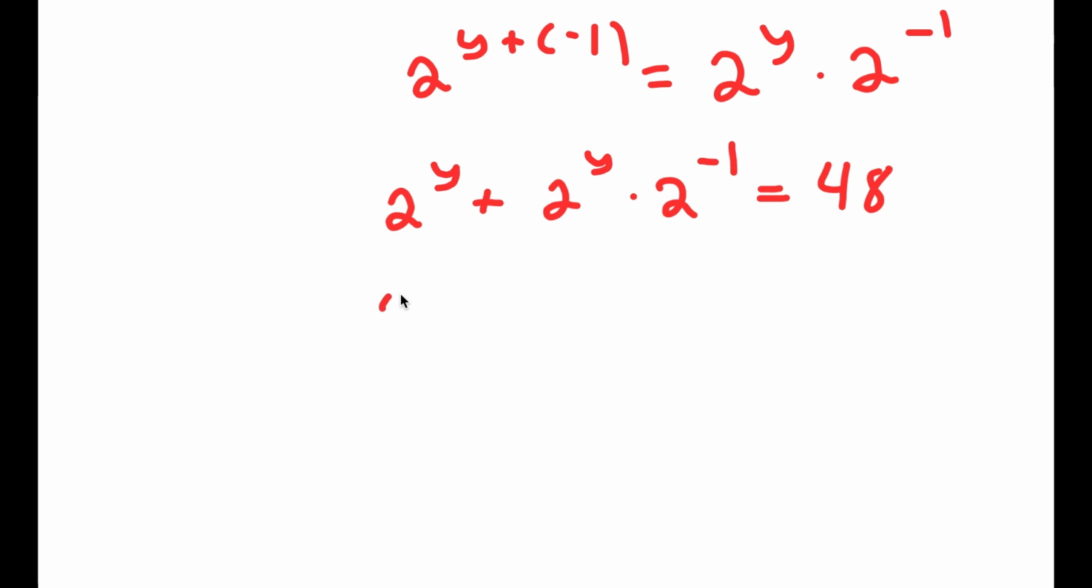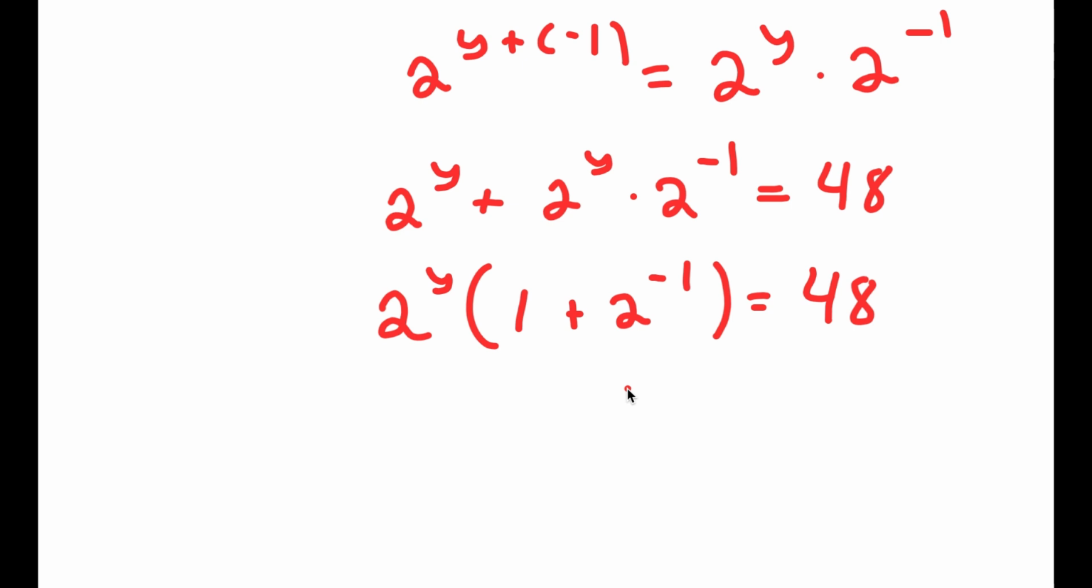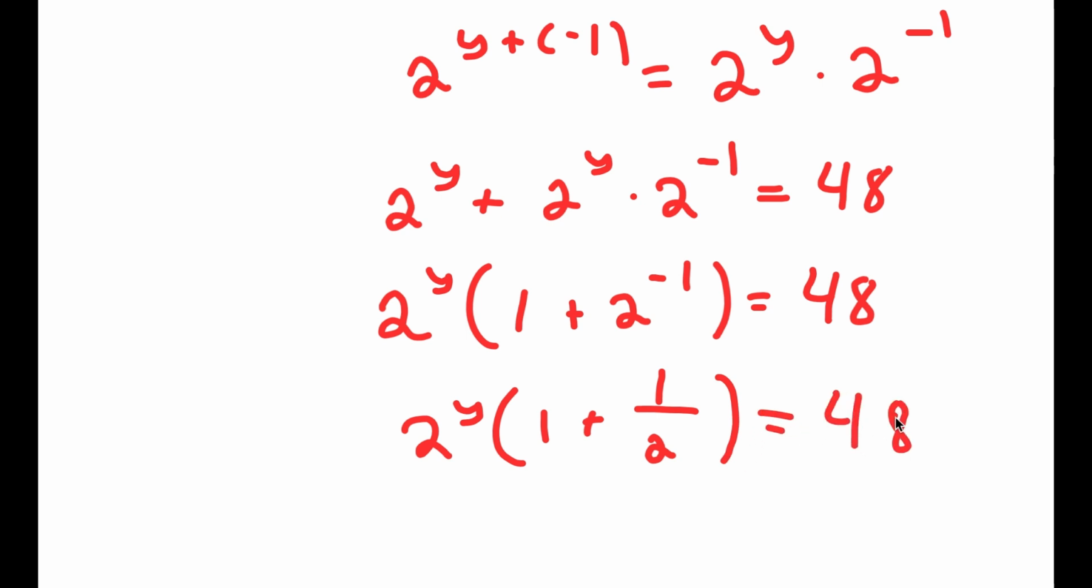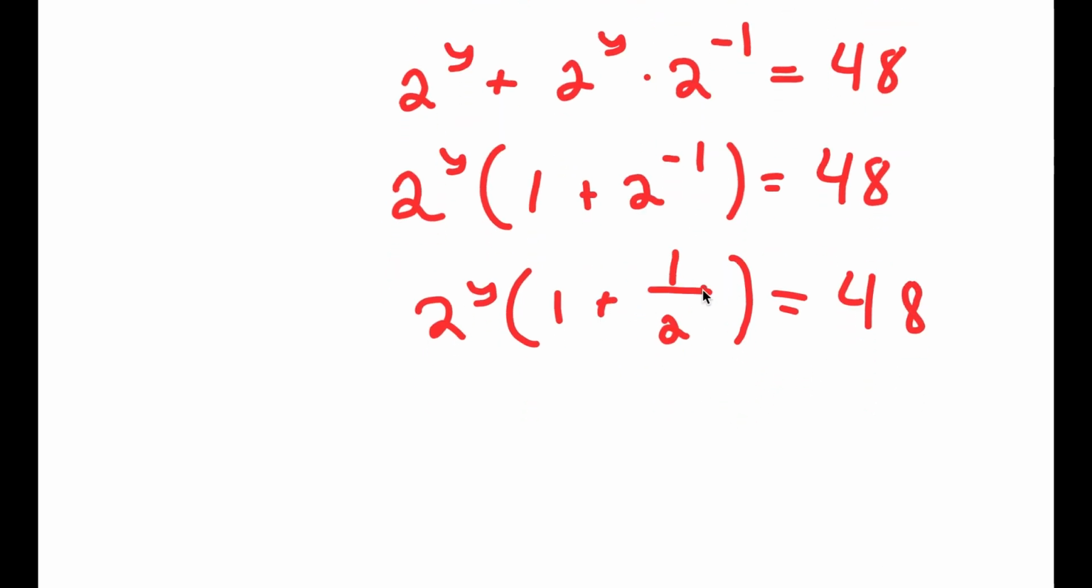Now I'm going to factor out 2 to the power of y. So I have 2 to the power of y times 1 plus 2 to the power of negative 1 is equal to 48. And 2 to the power of negative 1, that's the same thing as 1 over 2 to the power of 1. And 2 to the power of 1 is simply equal to 2. Now 1 plus 1/2 is 3 over 2. So I have 2 to the power of y times 3 over 2 is equal to 48.